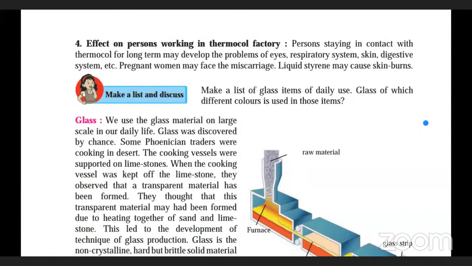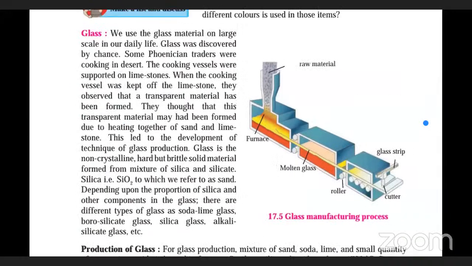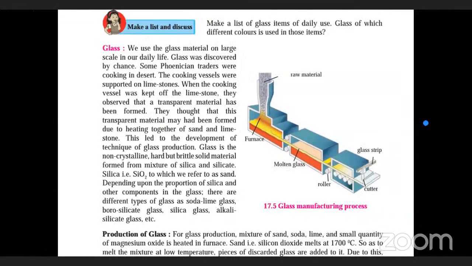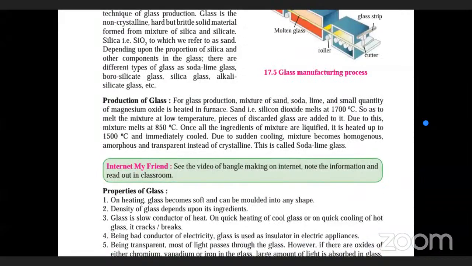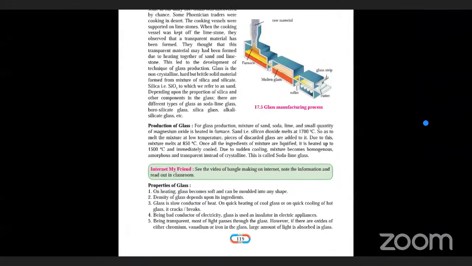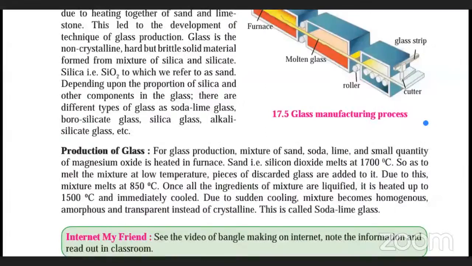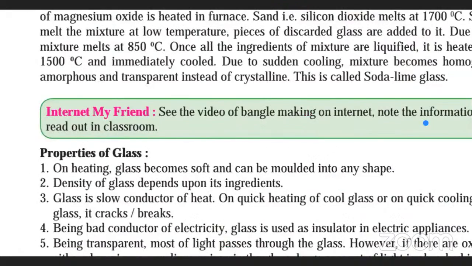Next, what we have is glass. You all know what glass is. Everybody is aware of glass. Glass means what? Kaach. Yes, very nice, कांच, right? So here we have to study the production of glass, मतलब कांच को कैसे बनाया जाता है, and we have to study the properties of glass.